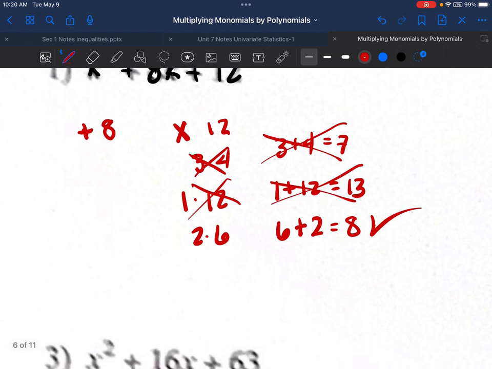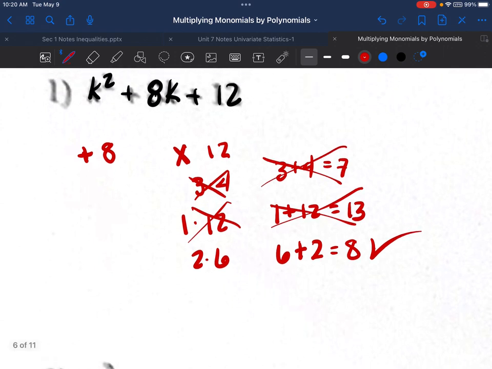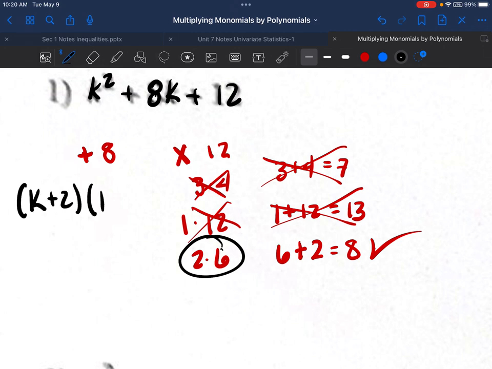We're going to go through our list and double check that we have something that multiplies to 12 and adds to 8. And when we do that, we've basically figured out our answer. So we just discovered that 2 and 6 add to 8 and multiply to 12. So our answer is going to be k plus 2, parenthesis k plus 6. That's all there is to it. Let's try another one.